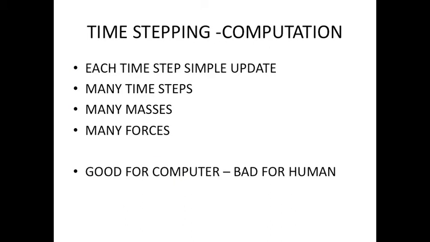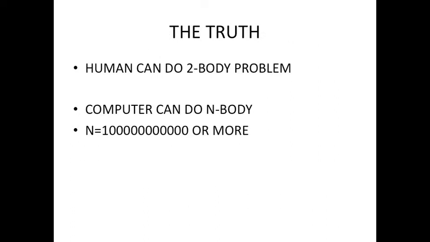We notice the following features of time stepping. Each time step is a simple update from addition and multiplication of numbers. There are many time steps and many bodies and many forces. It's good for a computer, bad for a human being. A human can do only the two-body problem. The computer, a big one, can do the n-body problem, with n trillion or more.